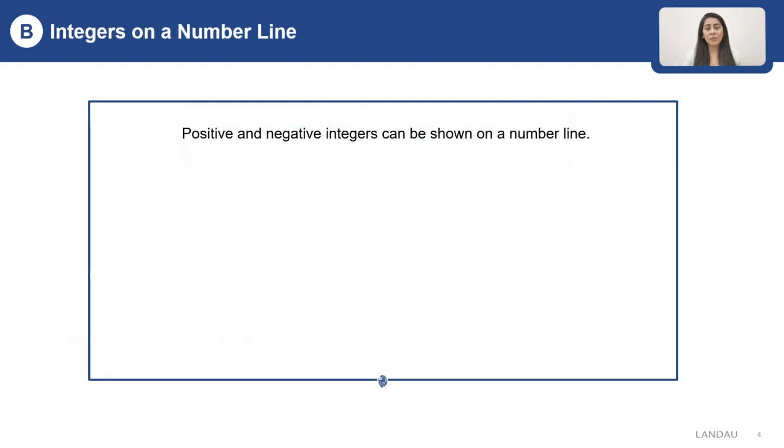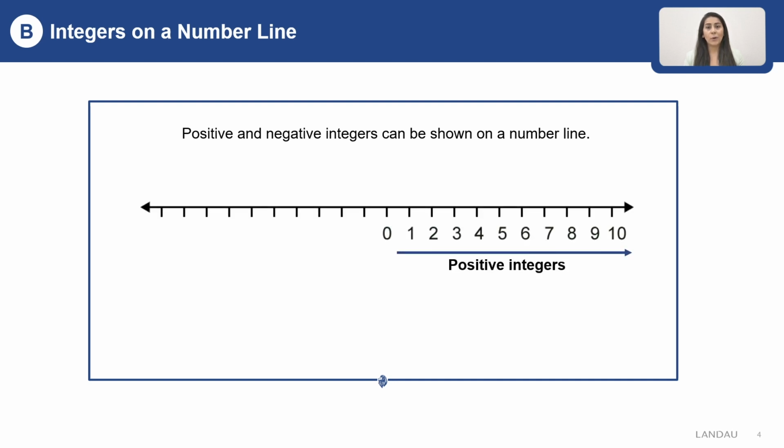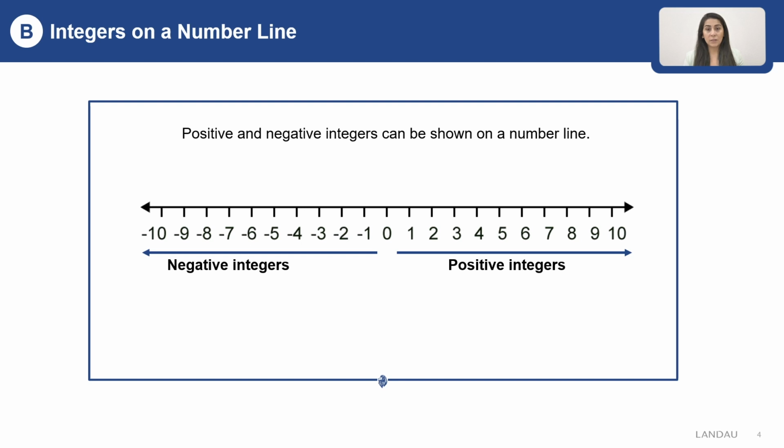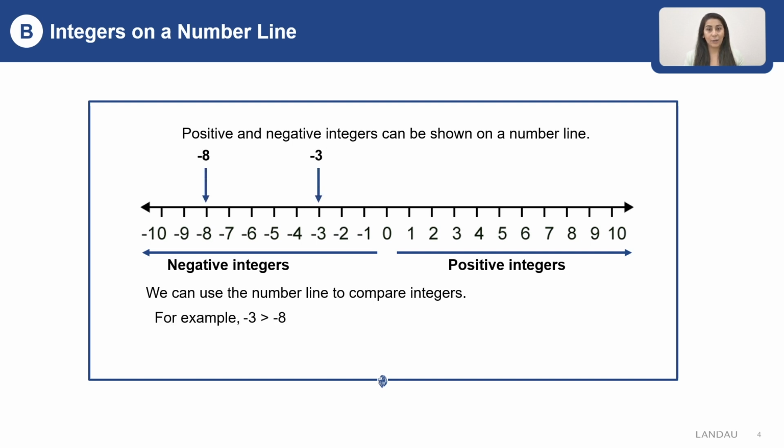In order to better understand this concept, we can show the integers on the number line. Let's place 0 in the middle. In this case, on the right side, there are going to be positive integers, whereas to the left, the integers are going to be negative. This concept is very helpful once comparing the integers as well. For instance, -3 is more than -8 because -8 is more to the left than -3.